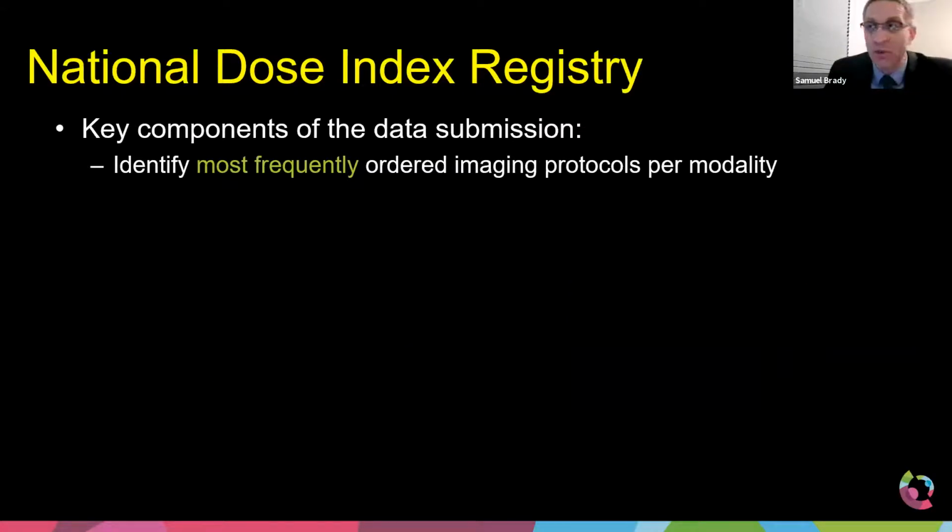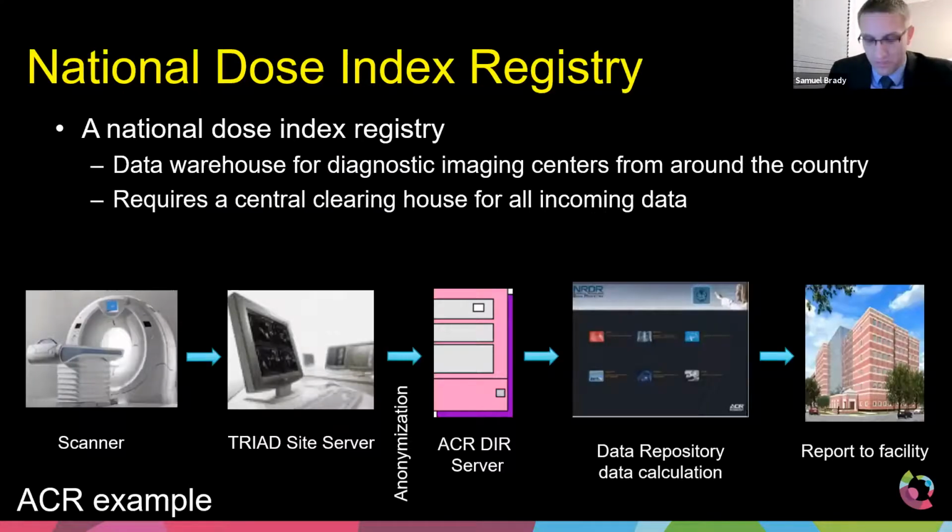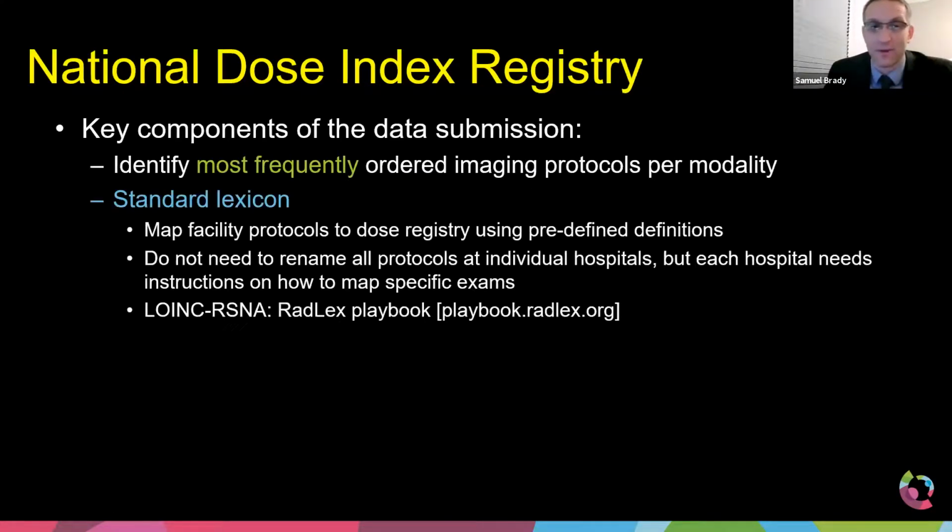So how do we know what to submit? Typically, we're going to pick the most frequently ordered imaging protocols per modality. So you may pick your top 5 or 10 CT protocols, just the ones that are ubiquitous across all hospitals. Routine chest, routine abdomen pelvis, maybe rule out trauma or something, whatever it is that is so very routine that you will have a lot of data for.